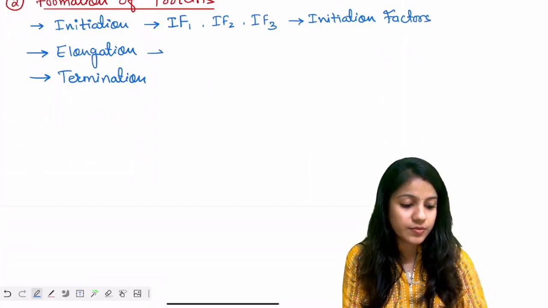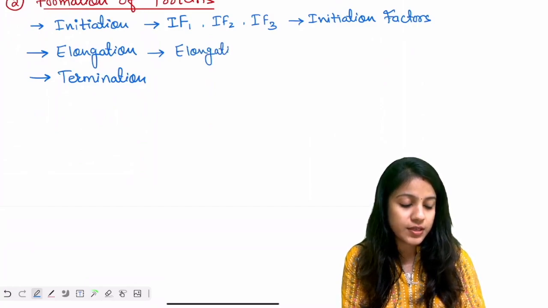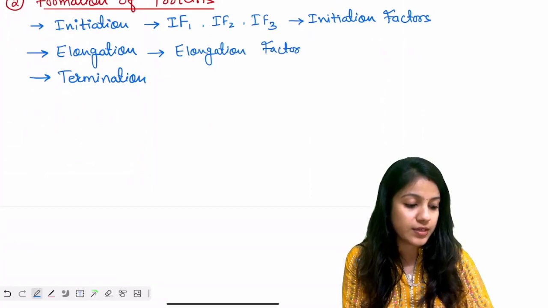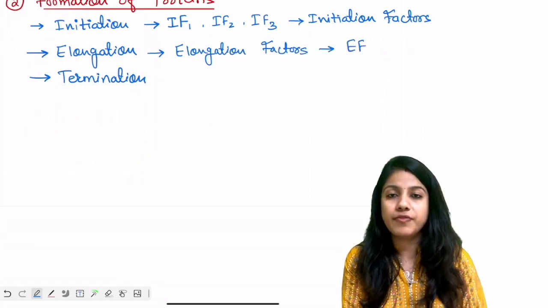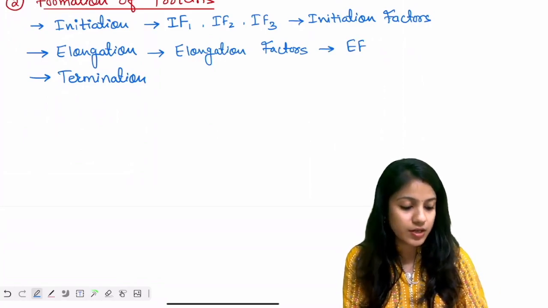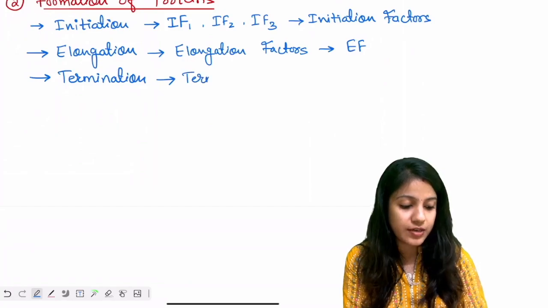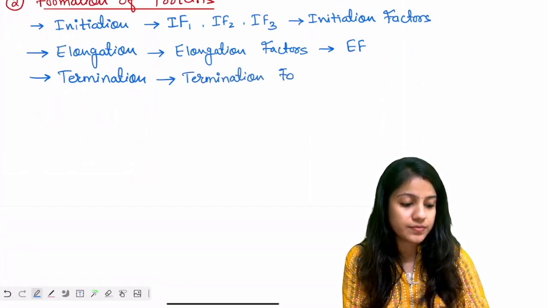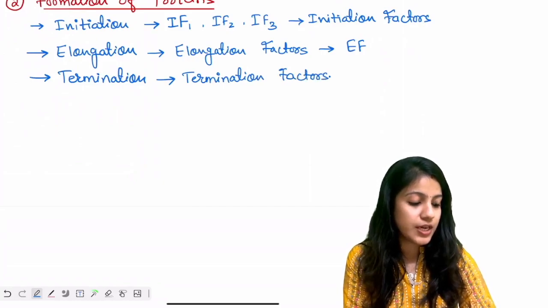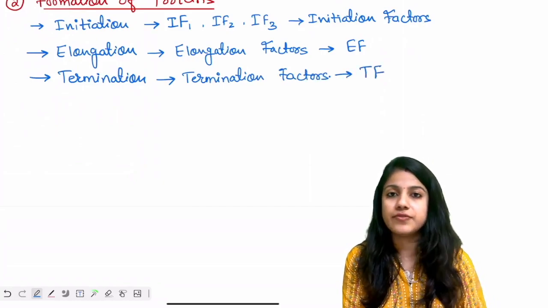Similarly, for the elongation process, we need elongation factors. There is no specific name for those factors, so we'll be writing EF factors. EF is nothing but elongation factor only. For termination, we need termination factors, which can be indicated by TF.